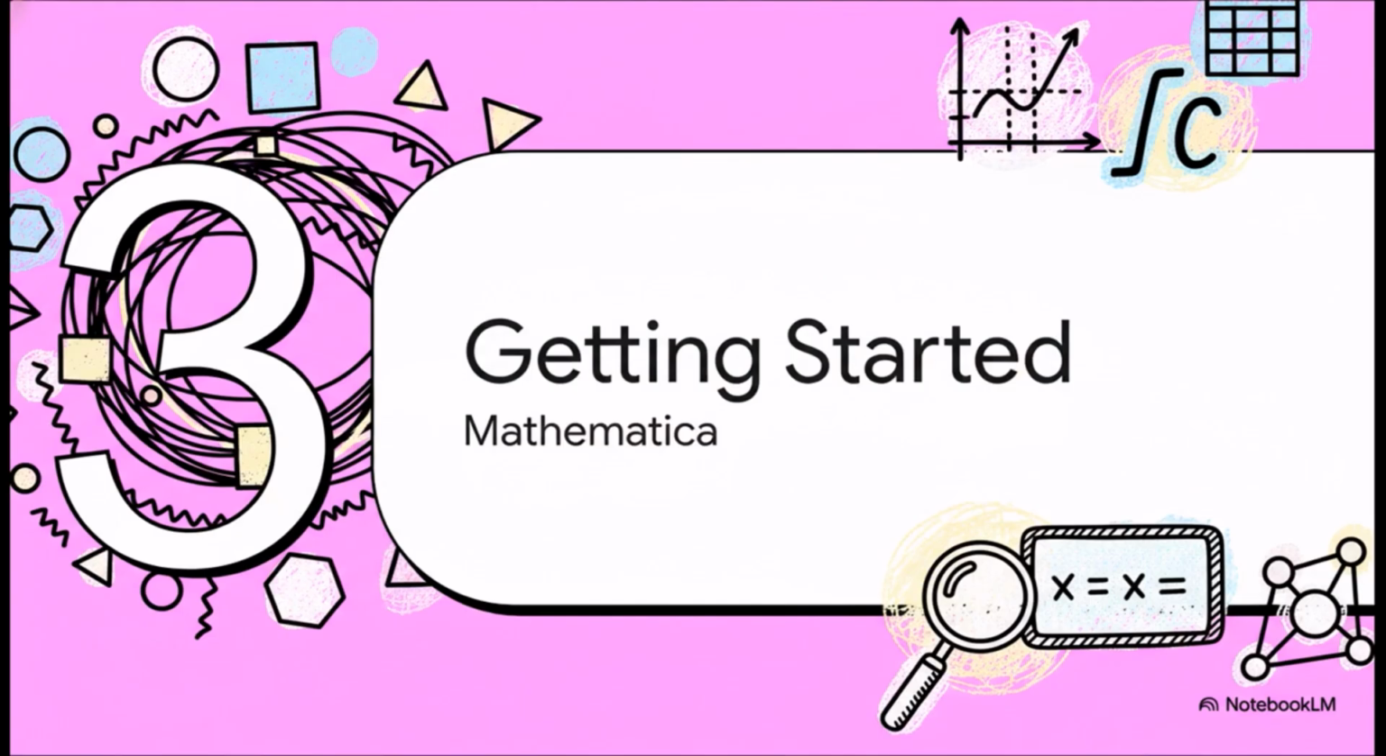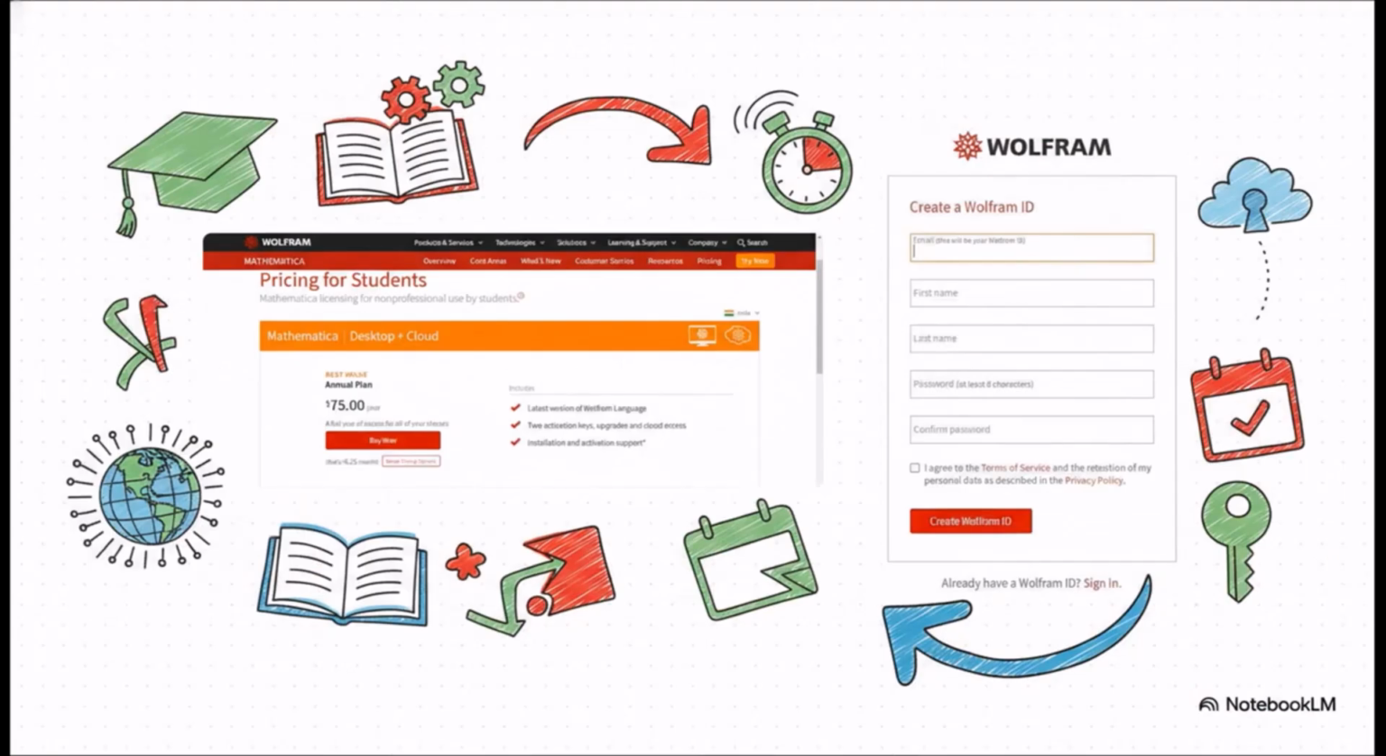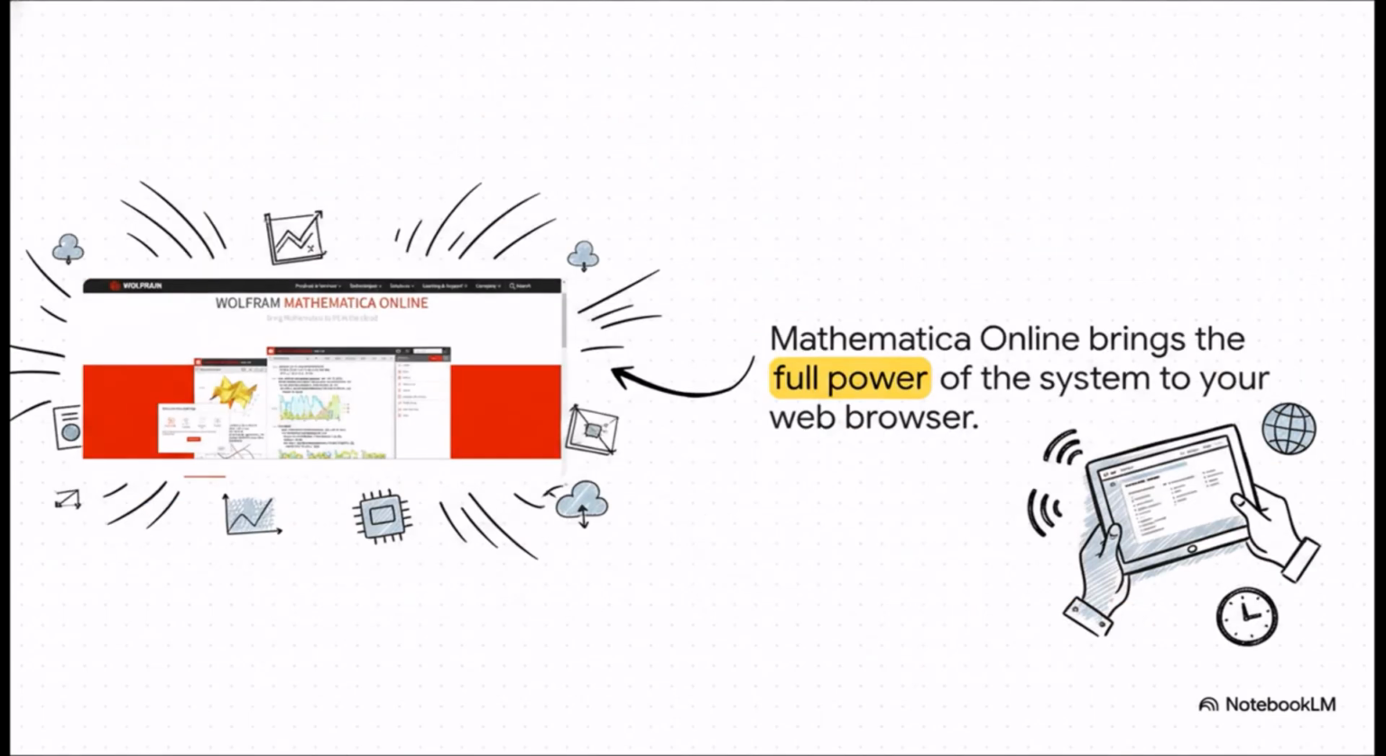Okay, so to really get a feel for how a CAS works, let's zoom in and take a closer look at one of the most powerful systems out there, Mathematica. So how do you even get your hands on it? You've got a couple of really great options. For long-term use, there are student licenses you can buy. But if you just want to dip your toes in and see what all the fuss is about, you can sign up for a free 15-day trial. What's awesome is that the trial also gives you access to Mathematica Online. This lets you run the whole full-powered system right in your web browser. No installation needed. It makes it incredibly easy to just jump right in and get started.